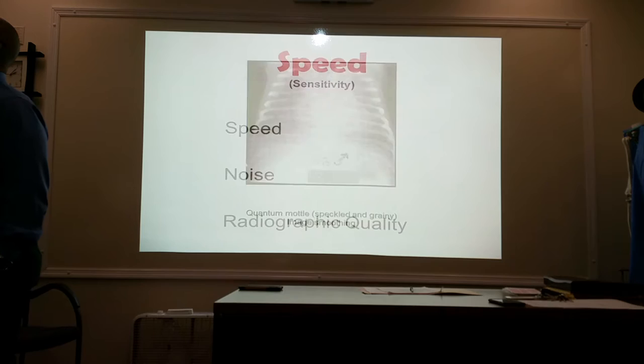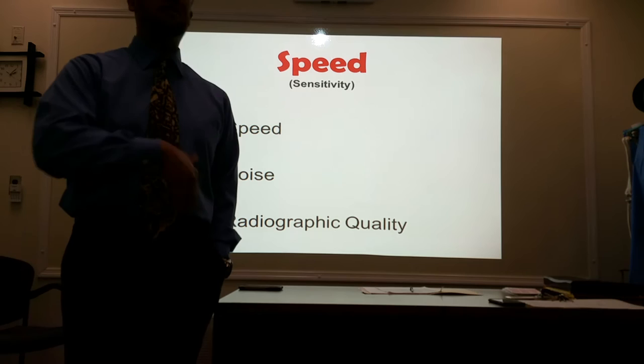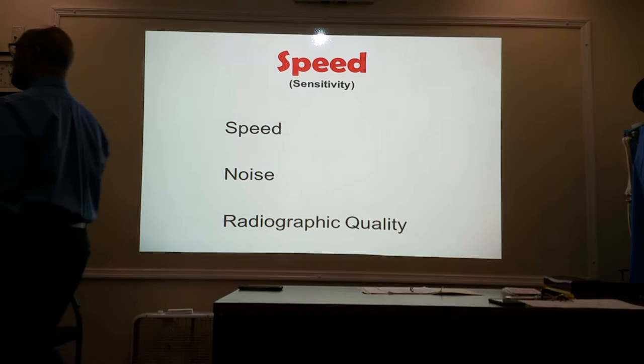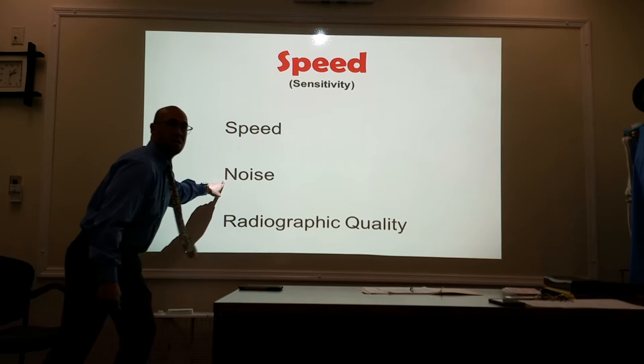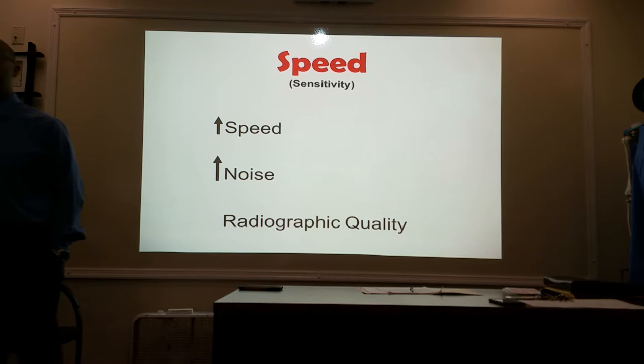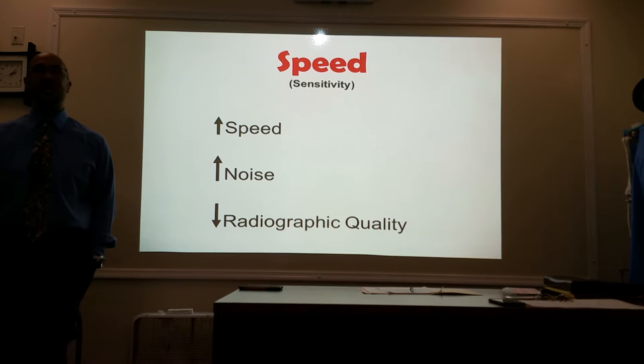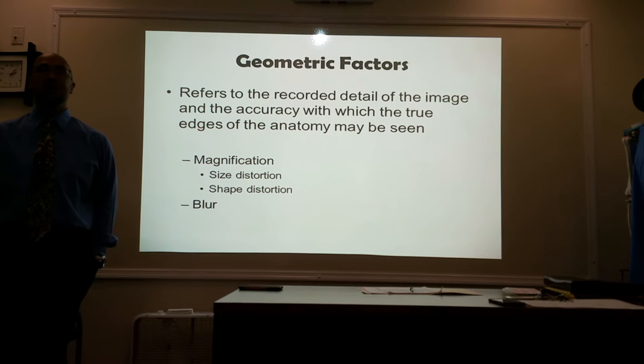All right, what do we know about speed? It doesn't matter if we're talking about film or intensifying screens. If anything is too fast, what happens to detail? You lose detail. So if you're losing detail, that also means you have an increase in what? Noise. Increase in speed, increase noise. What happens to quality? It goes down. We already know about this, so I'm not going to spend any time on it. So on film and intensifying screen, we know that fast is good for the patient, but bad for detail.